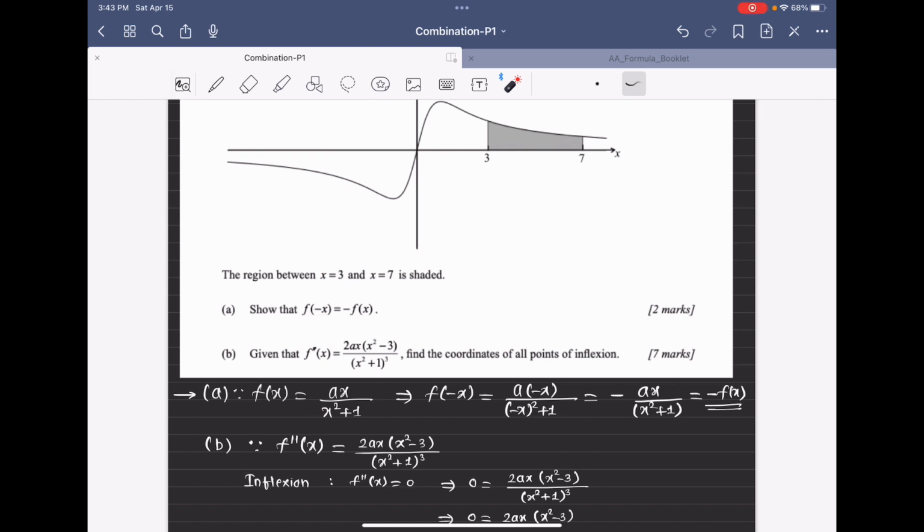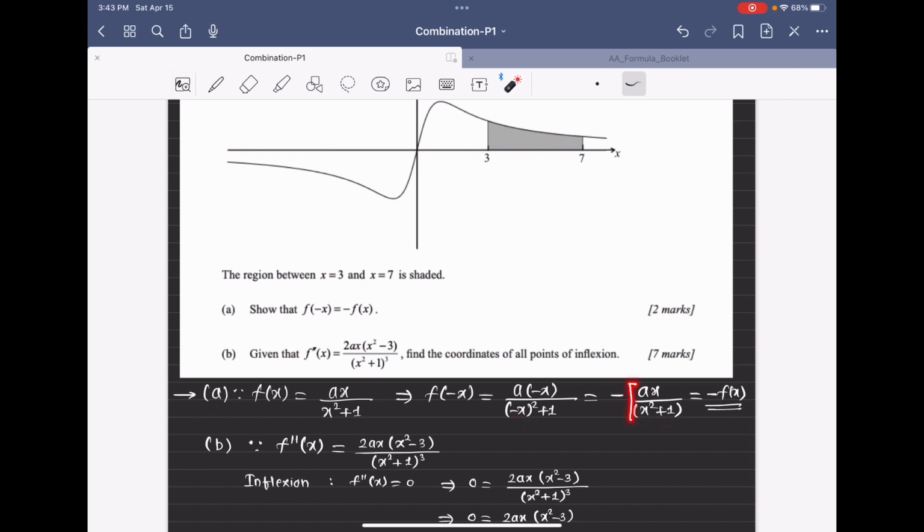So we already have f of x is equal to a times x over x square plus 1. Now we will replace x by minus x. So wherever you see x, it is replaced by minus x. So when I write f of minus x, a times minus x divided by minus x bracket square plus 1. A times minus x is negative of ax. Negative x square is positive x square plus 1.